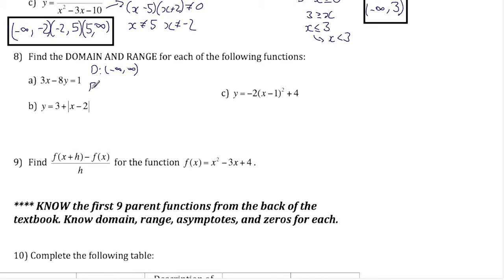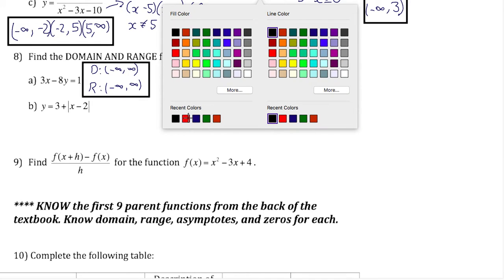Assuming, oh, it got rid of everything. Assuming we can actually write this. Okay. That's the first one. Oh, green.